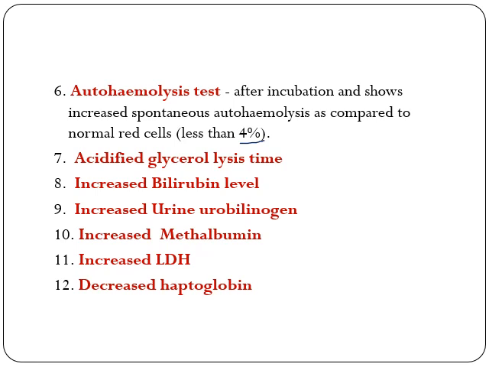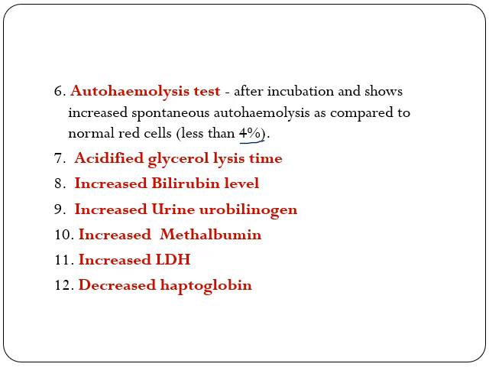Now next is the acidified glycerol lysis test. In this we see the time needed for attaining 50% lysis. Normal RBC take more than 30 minutes to attain the lysis, but in hereditary spherocytosis, this comes down to seconds. So they will achieve this lysis at a faster rate.